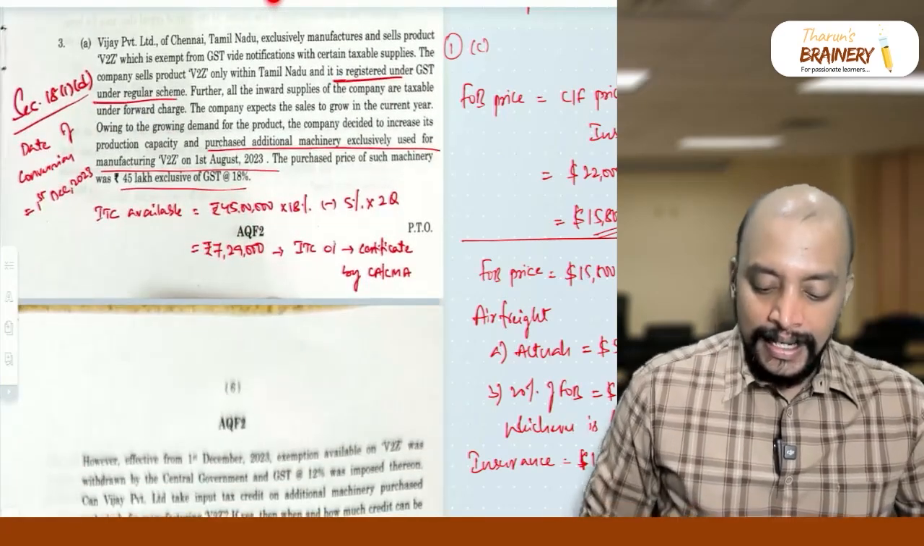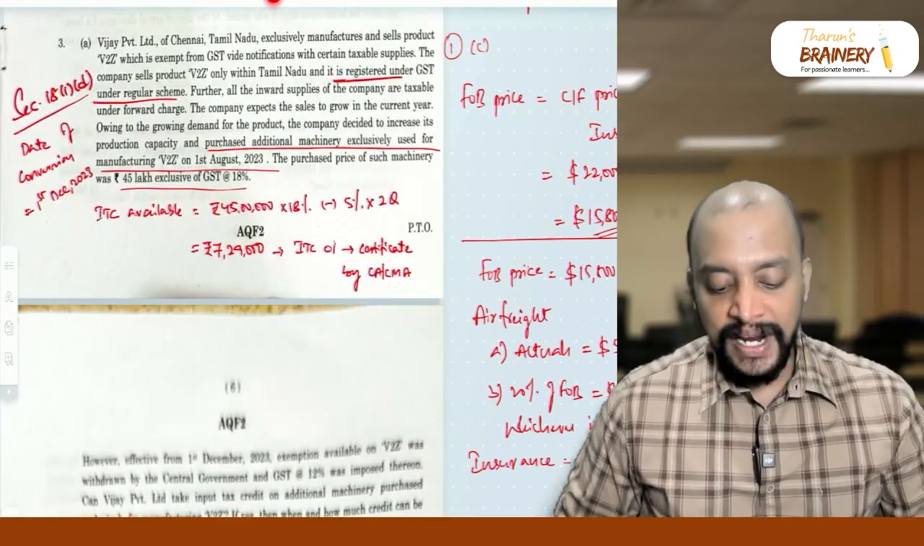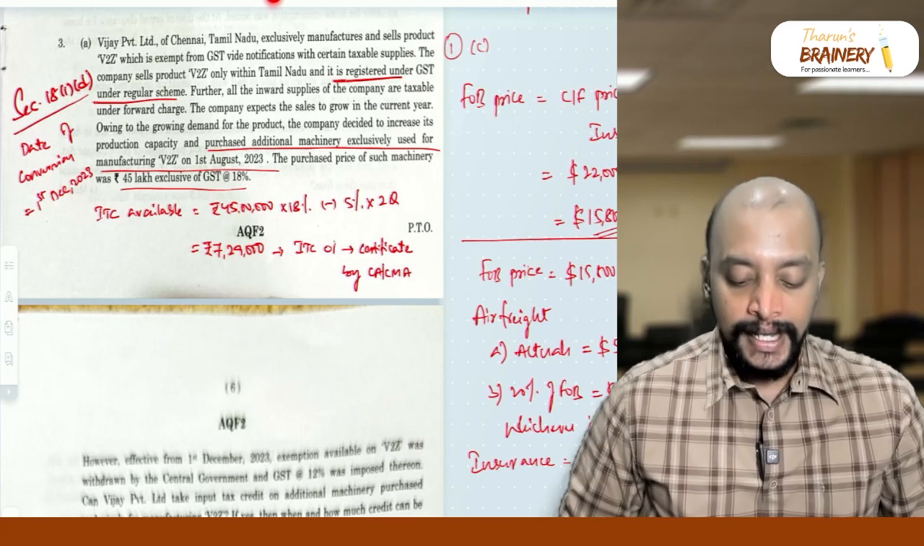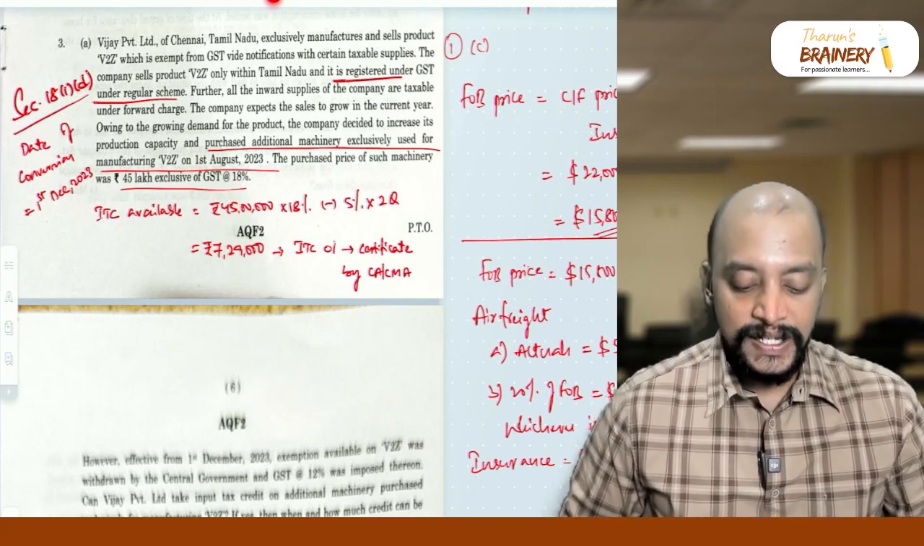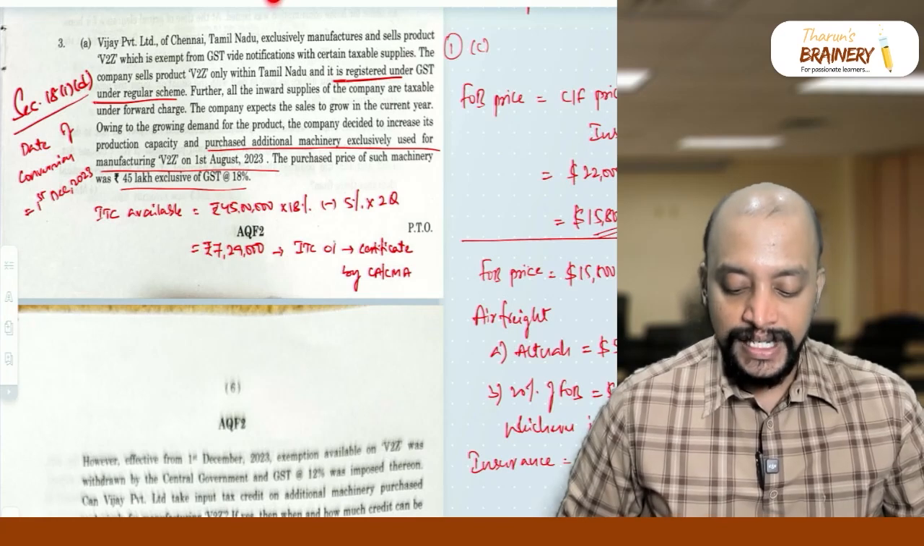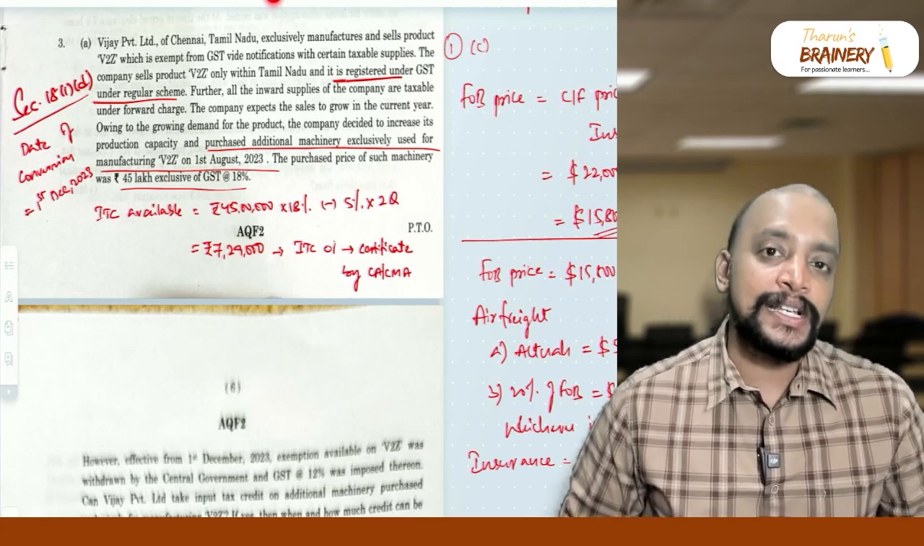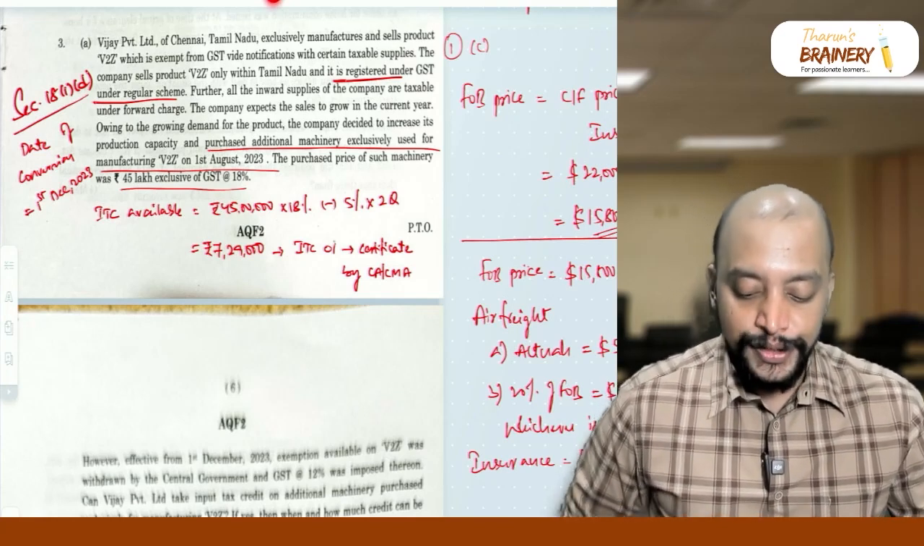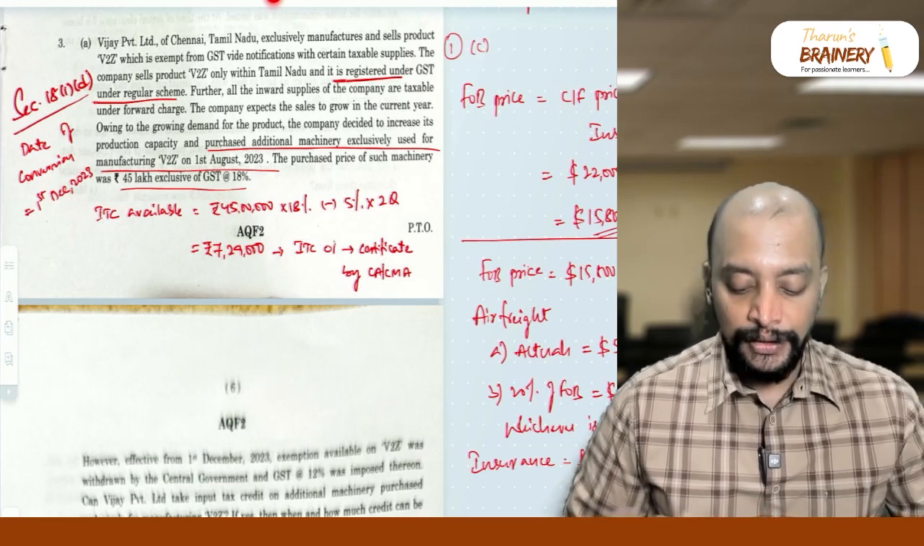Then next one, 3A. Vijay Private Limited of Chennai, Tamil Nadu, exclusively manufactures and sells V2Z, which is exempt from GST vide notification, with certain taxable supplies. So they are making both exempted supplies and taxable supplies, because of which they were registered under regular scheme.